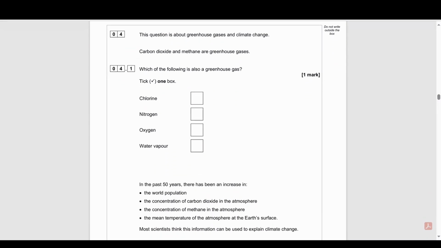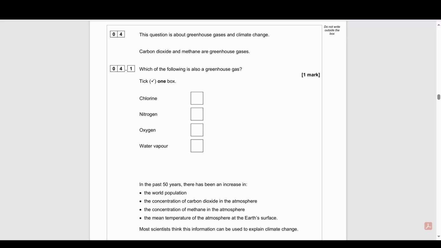Question 4. This question is about greenhouse gases and climate change. Carbon dioxide and methane are greenhouse gases. 4.1. Which of the following is also a greenhouse gas? Tick one box.